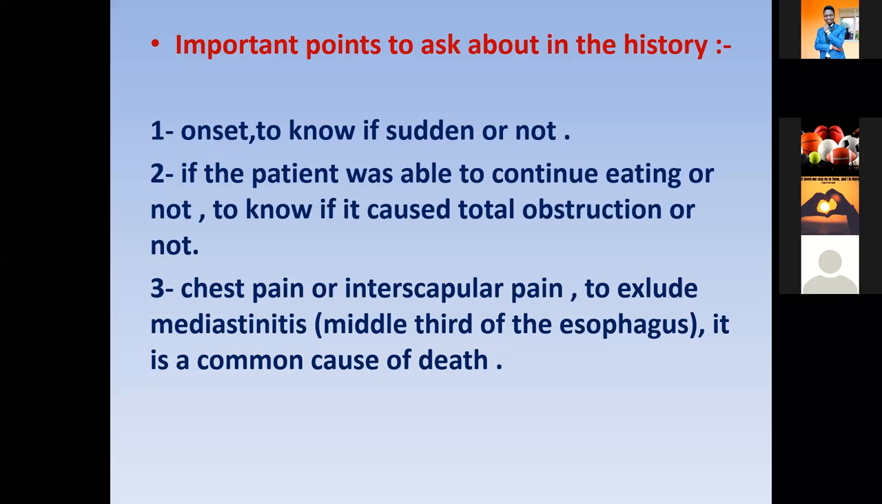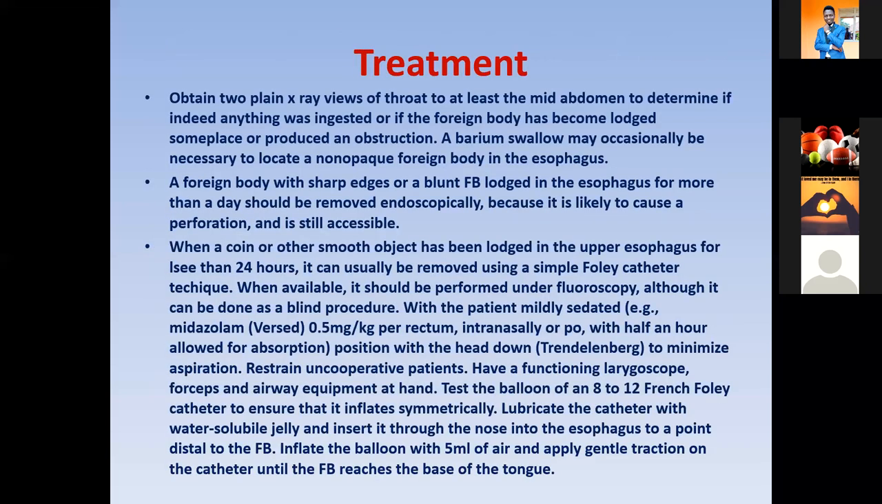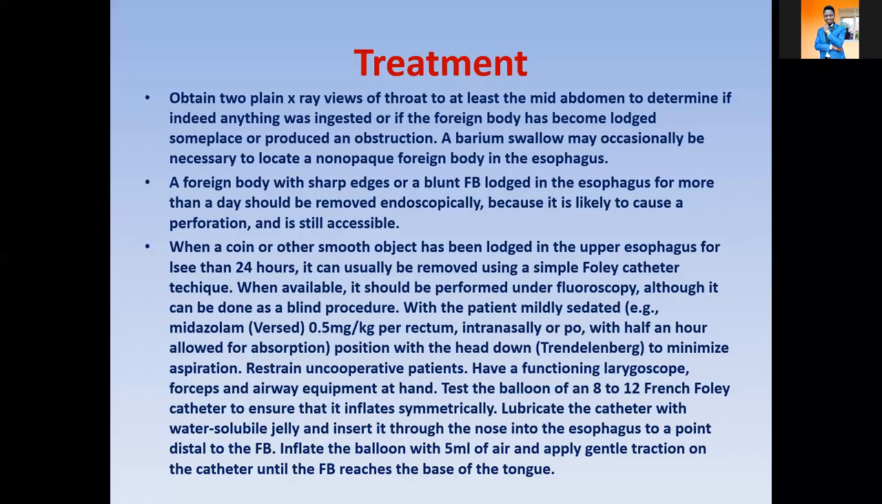So you depress the tongue using a tongue depressor and examine the vallecula and the tonsil. If it's in the tonsil, then you can hold it and bring it out. Or if it's in the vallecula or the posterior pharyngeal wall, for example in children, you use the same procedure.